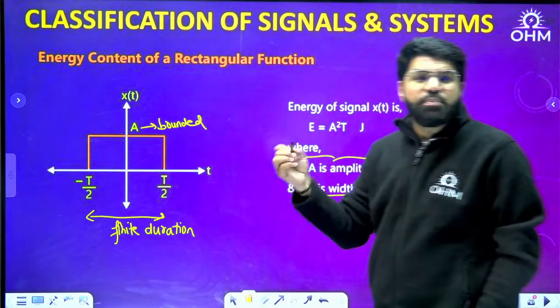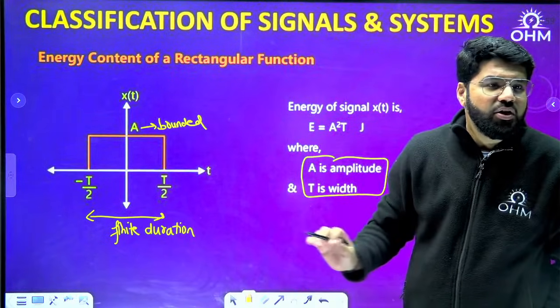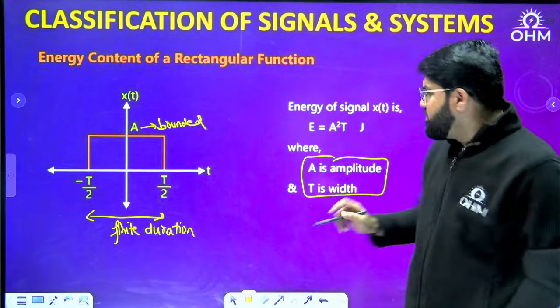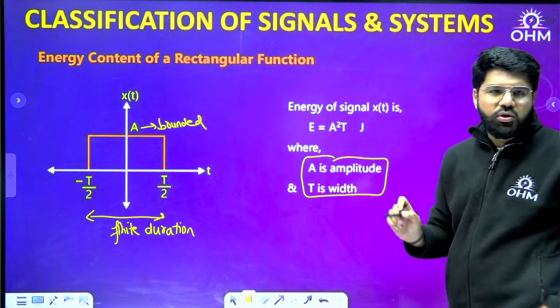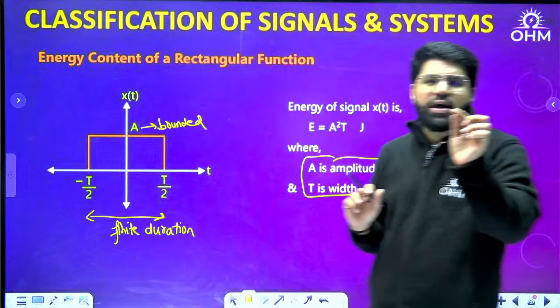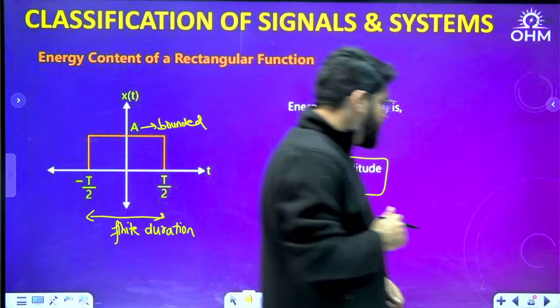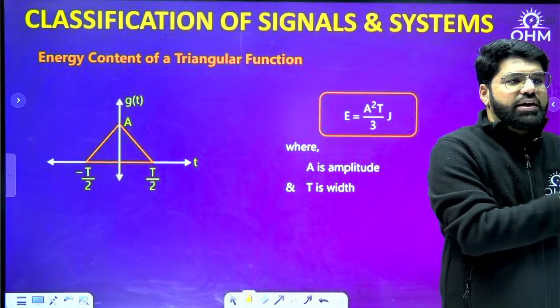The rectangle can be located anywhere. It is not necessarily symmetric; this is just a reference. What is required is the width, the difference between the starting and the ending point. So amplitude squared into width is the energy of the rectangular signal.